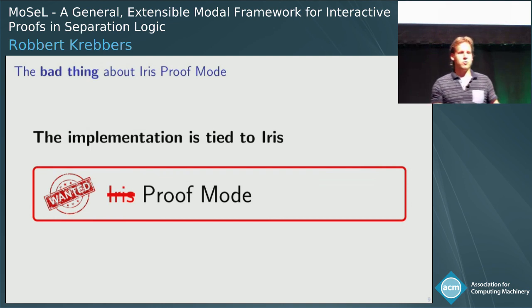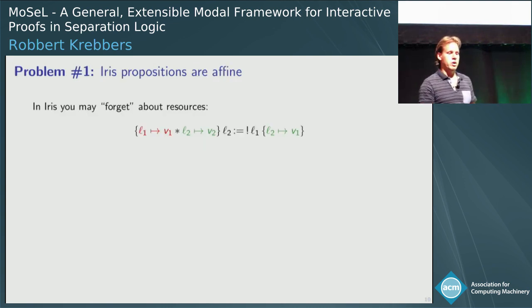So of course, whenever there are good things, there are also bad things. And the bad thing about Iris Proof Mode was that it was tied to Iris. And I will explain in a bit why that's a bad thing. If you look at these two steps that we were considering, namely proving soundness, and second of all, having tactics, we really would like to decouple that so that the tactics are not tied to the means that we have used for proving soundness. So that is what this talk will be about.